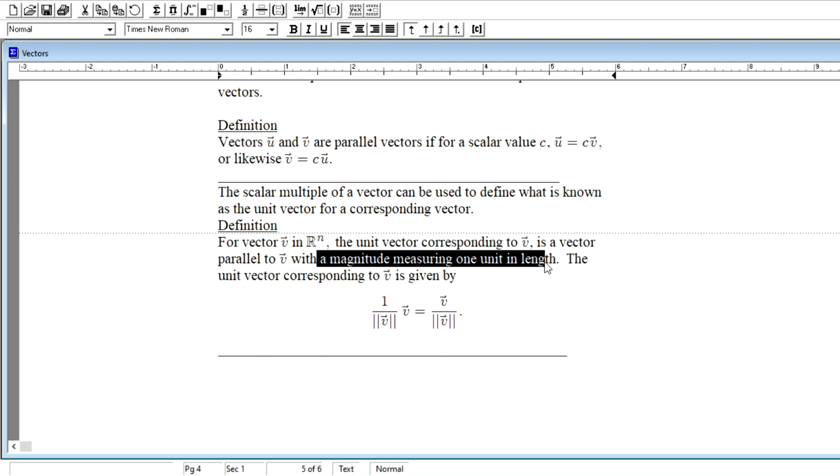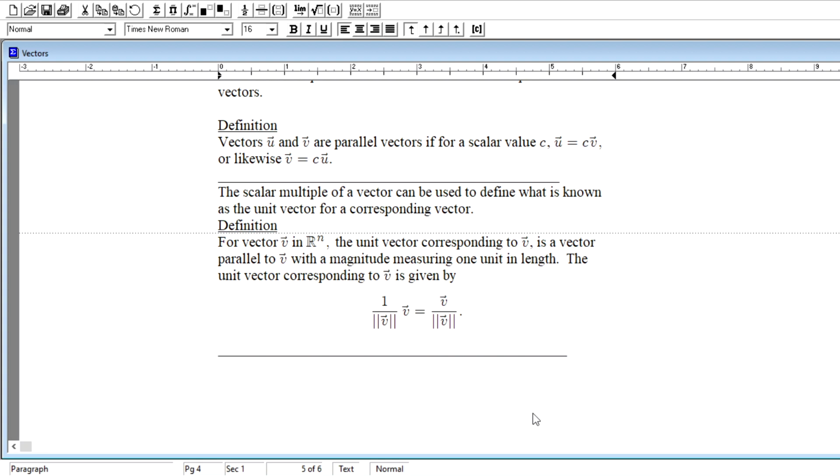It's a vector that's parallel to this, meaning it's a constant multiple of this other vector, but it also points in the exact same direction as the vector that it is a unit vector representing. But it only measures 1 unit in length. It's a way of summarizing, in a sense, direction without considering magnitude for a vector.